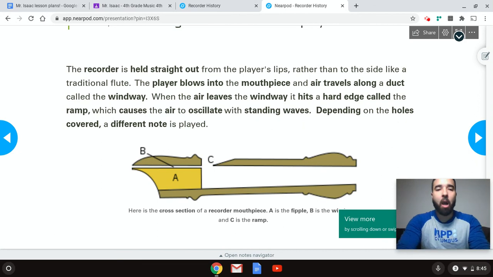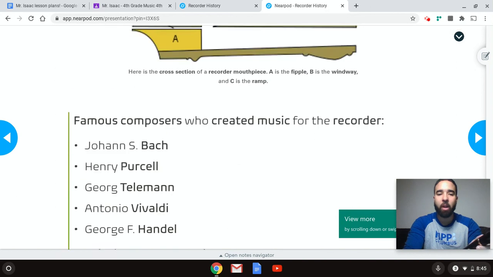All right. The player blows into the mouthpiece, and the air travels along a duct called the windway. This whole section right here. When the air leaves the windway, it hits the hard edge called the ramp, which is this part. We just talked about all this, and it causes the air to oscillate with standing waves. Depending on the holes covered, a different note is played, which we'll learn about later.